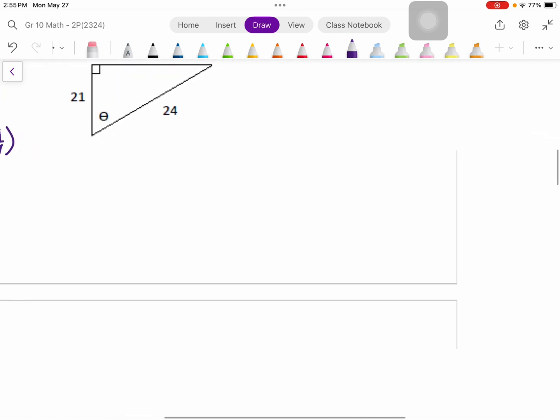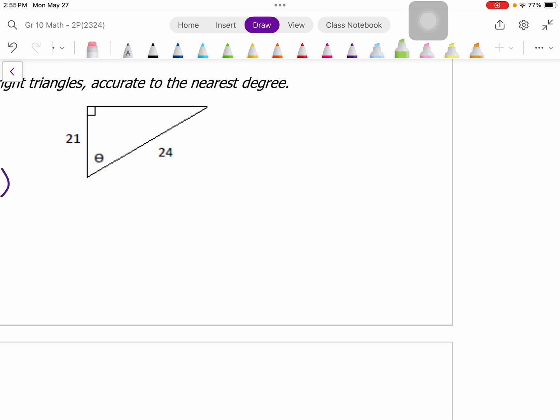Okay, let's do one more example. We have our angle theta here that we want to solve for. Our hypotenuse is over here, and across from theta is our opposite. I don't know that side. What I do know is the third side, which is adjacent.